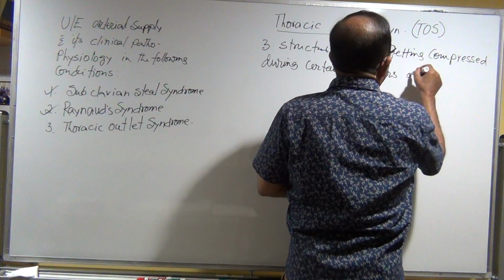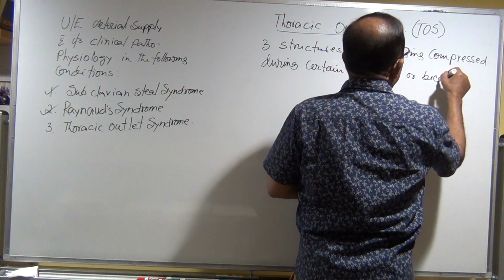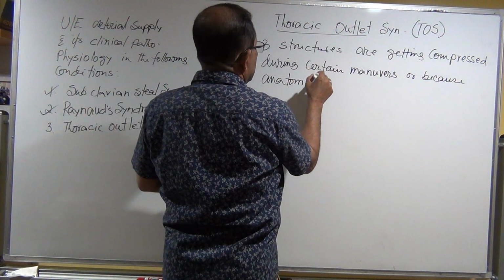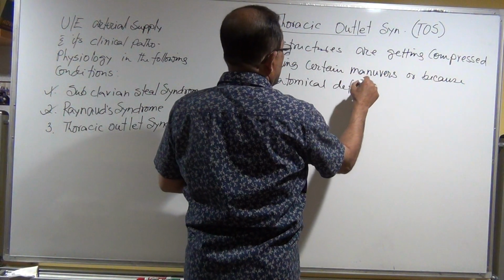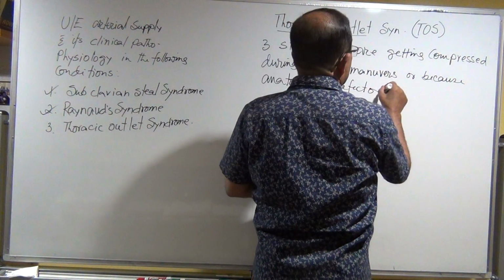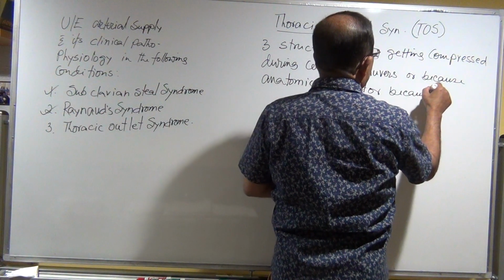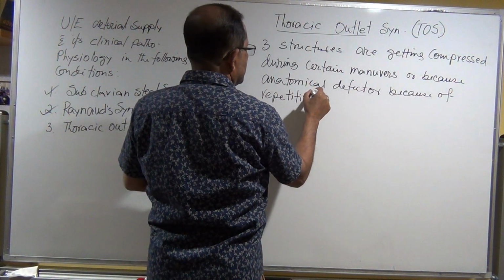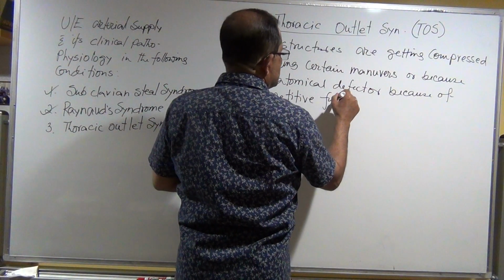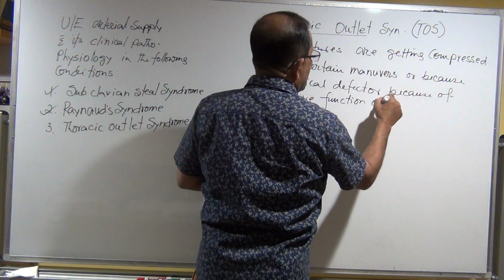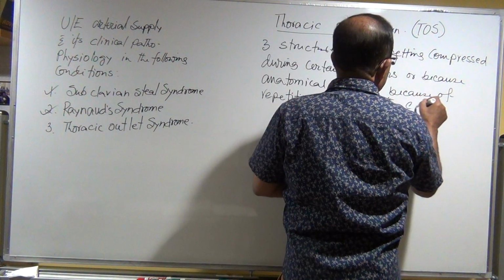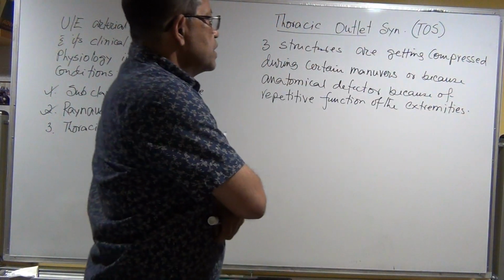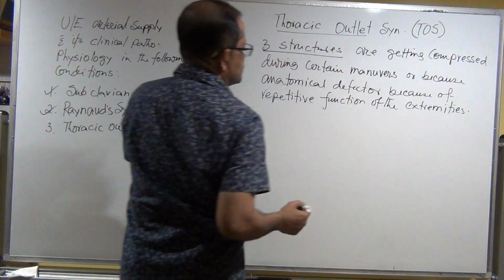Maneuvers, or because of anatomical defect, or because of repetitive functions of the extremities, especially the upper. Then what are those three structures?